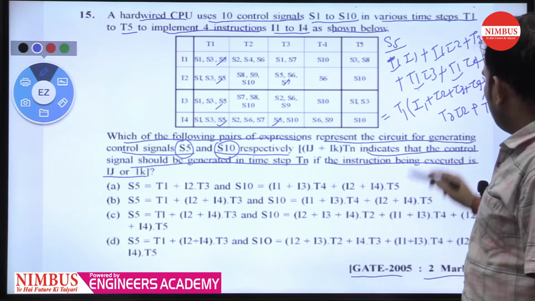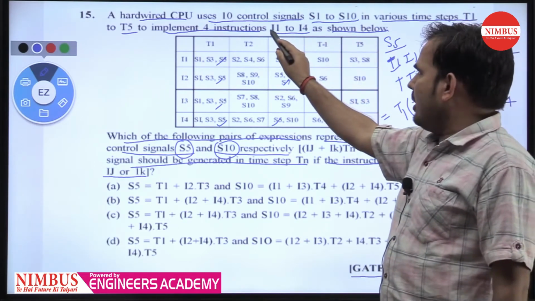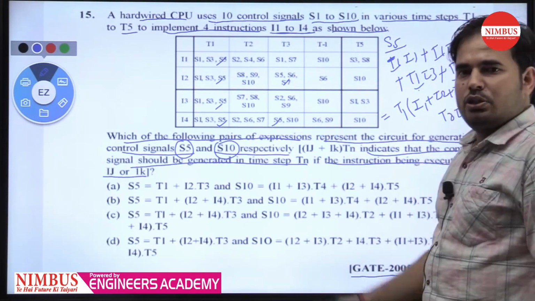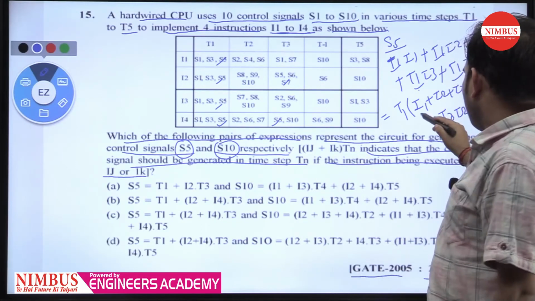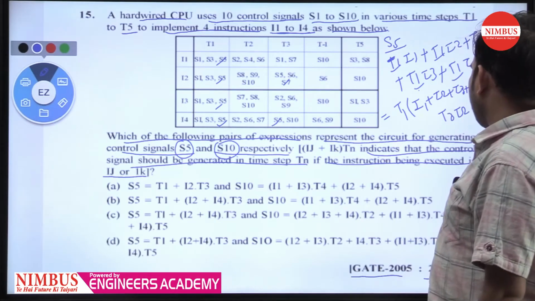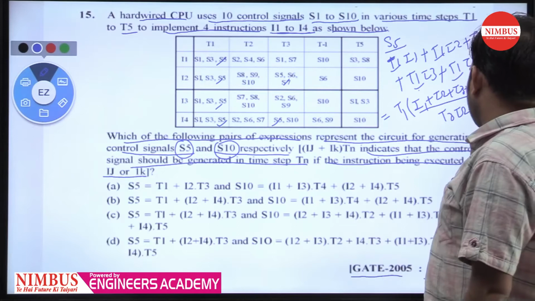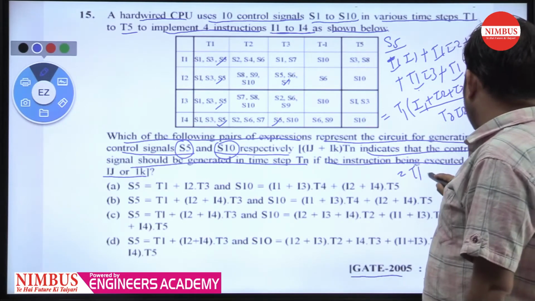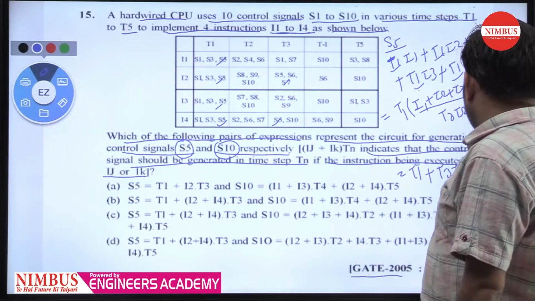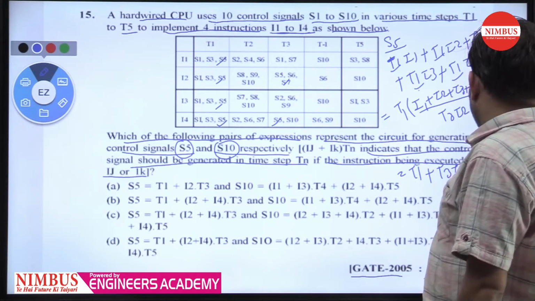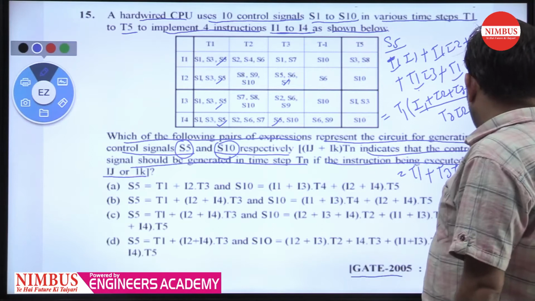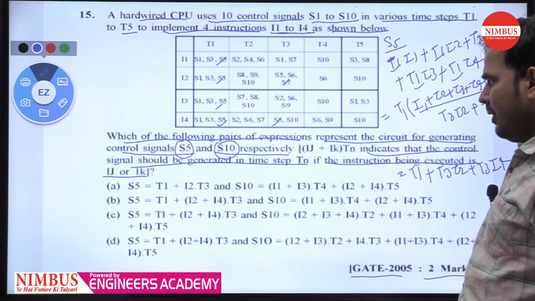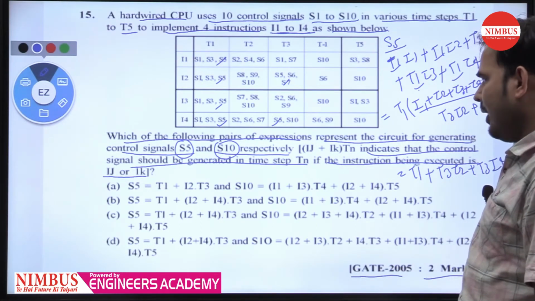How many instructions does the CPU have? 4 instructions. So similar to the previous question, here I1 plus I2 plus I3 plus I4 equals 1. So the control signal for S5 is T1 plus T3 I2 plus T3 I4. This is the control signal for S5.